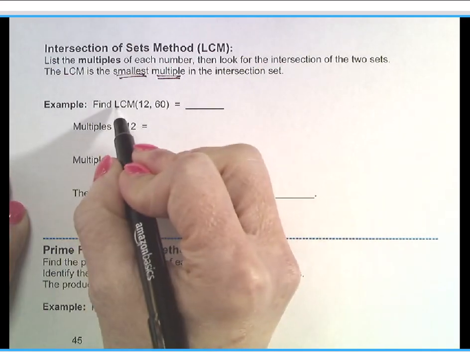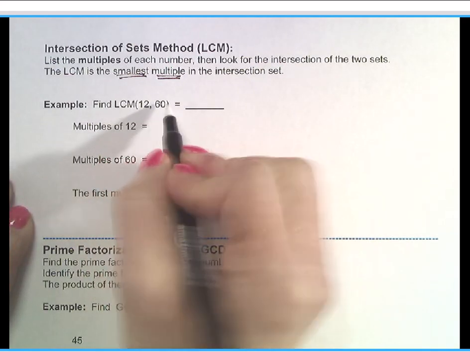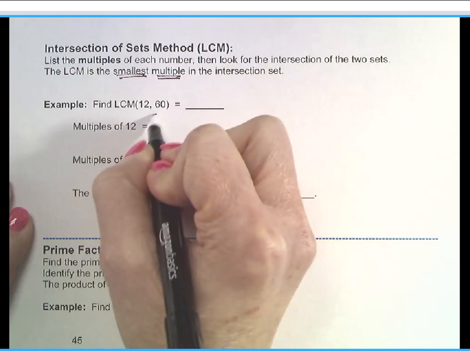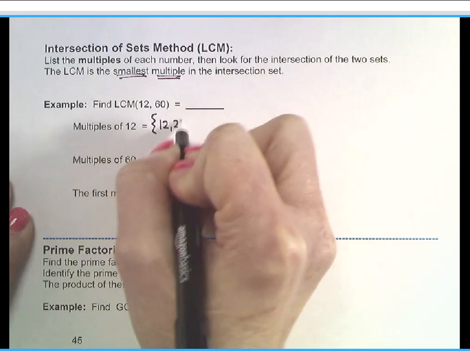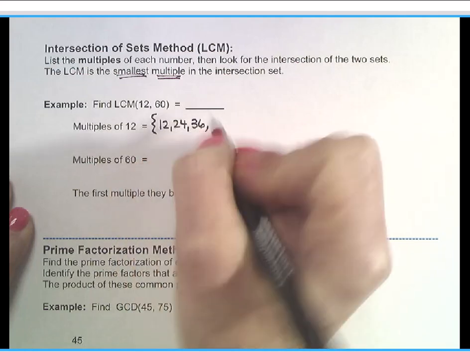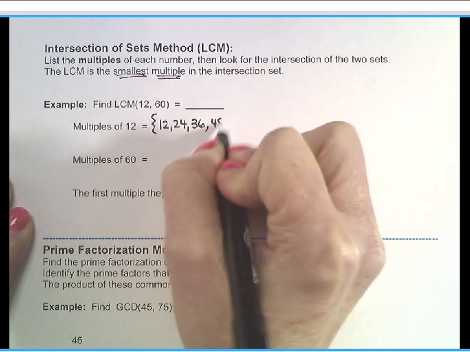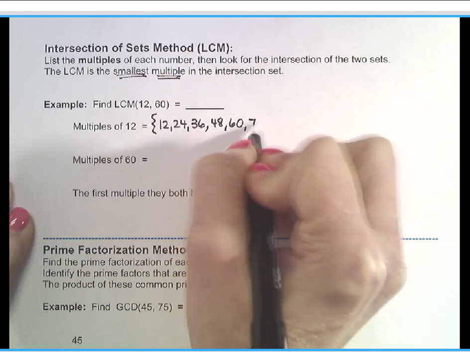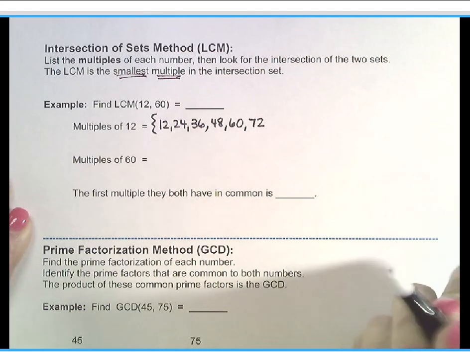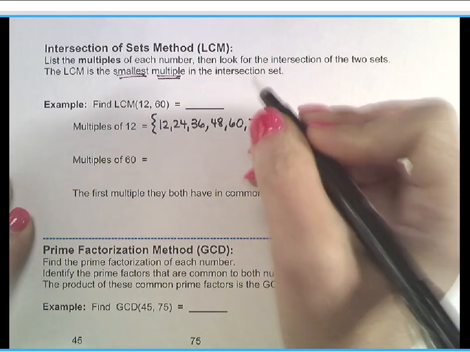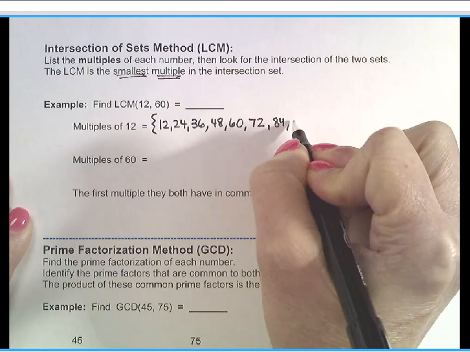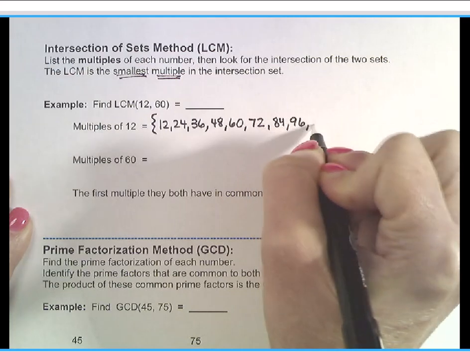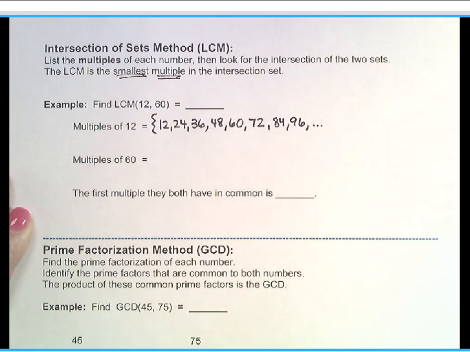So this says find the LCM of 12 and 60. So I'm going to write out some multiples of 12, like 12, 24, 36, 48, 60, 72. The problem is I don't really know where to stop. Okay, 84, 96, you know, like maybe I'm done, maybe I'm not, I don't know.